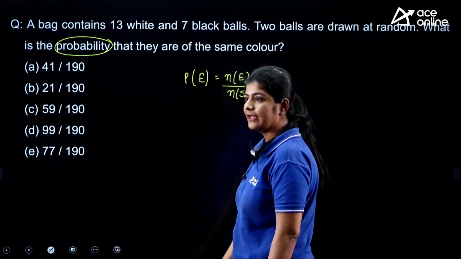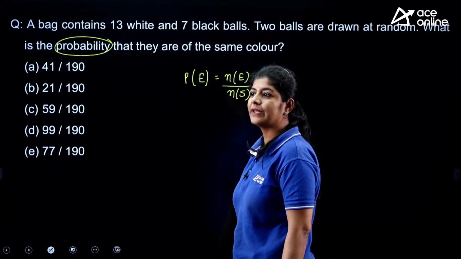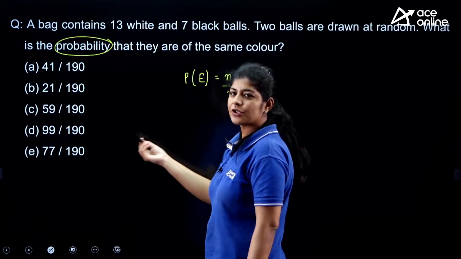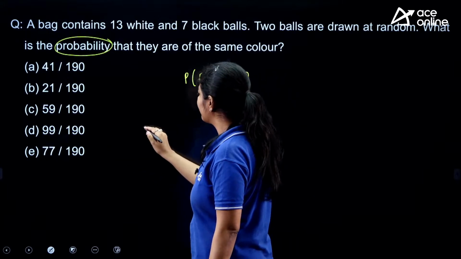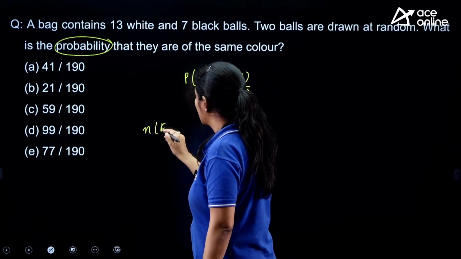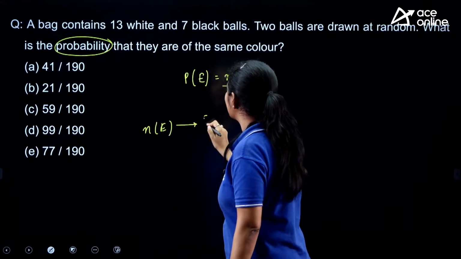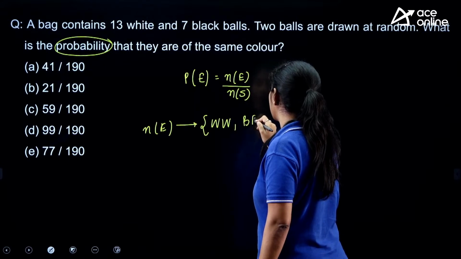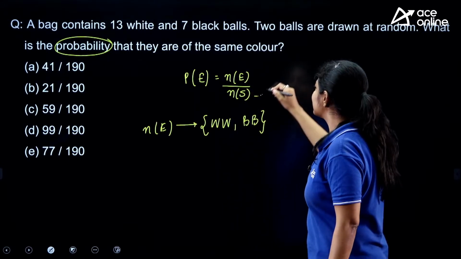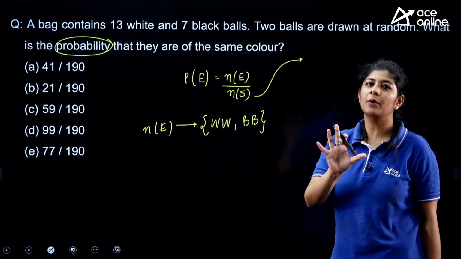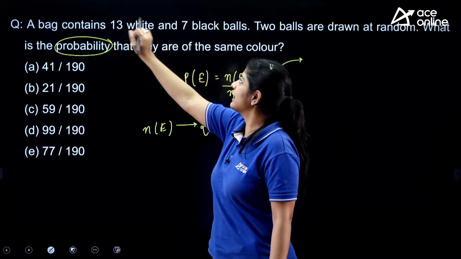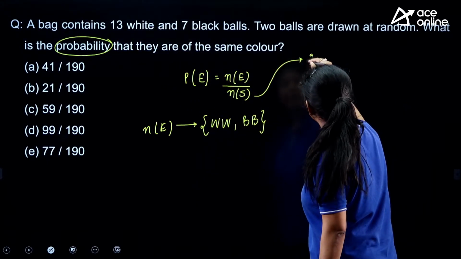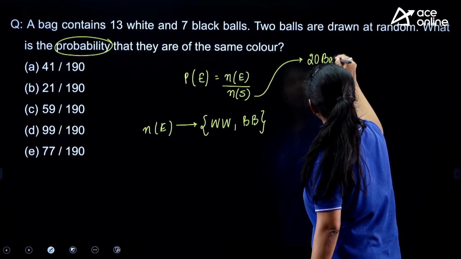Okay, very good, Radhe. Very good, Mahesh. Anyone else? Very good, Ragla. So, all I need is my favorable condition: both white balls or both black balls. For the sample space, how many total balls do you have? 13 plus 7, basically 20 balls.